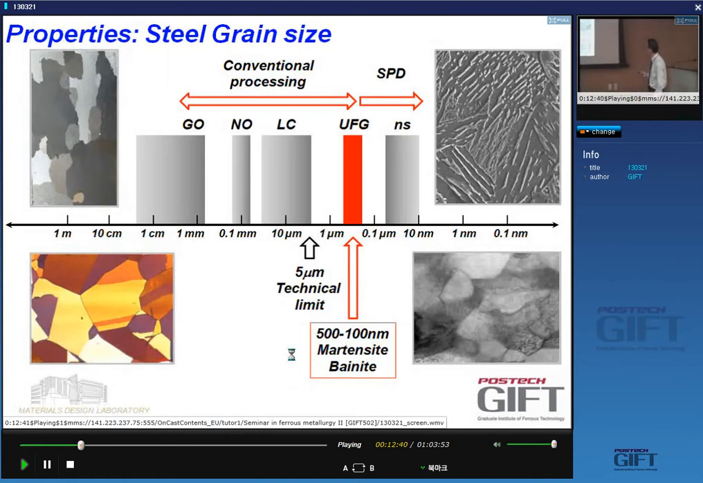So that would be the technical limit in terms of grain size for carbon steels. However, we can make bainitic steels, martensitic steels, and there the unit size of the ferrite is easily at the sub-micron level. So we have ultra-fine microstructures already in use in our materials. So we'd be interested in, can we get lower? And it's possible by severe plastic deformation.